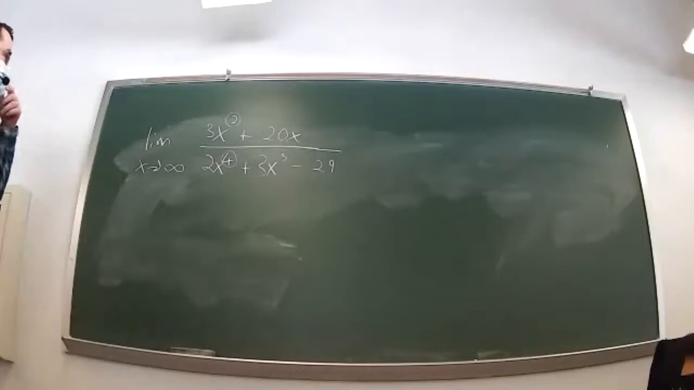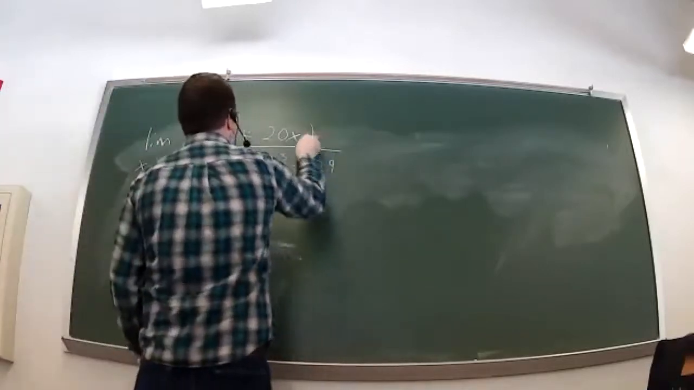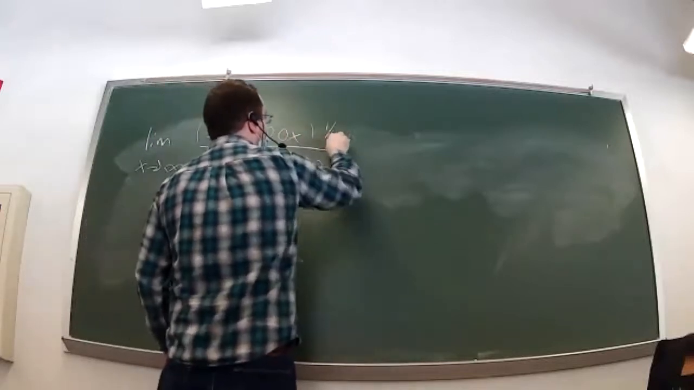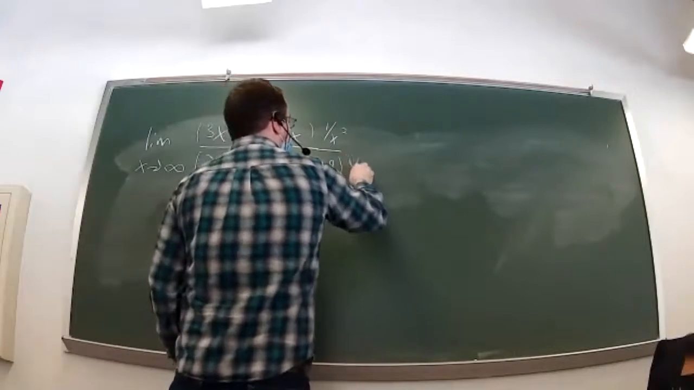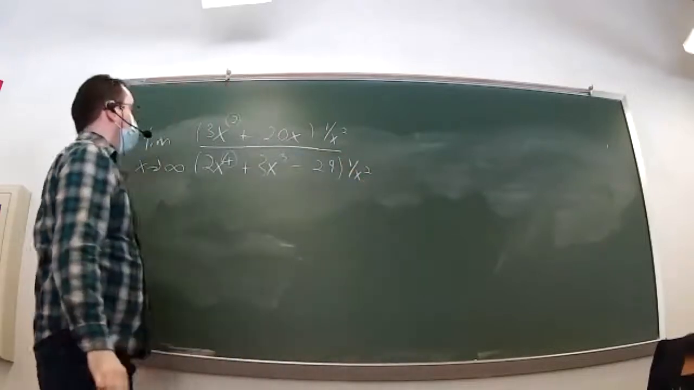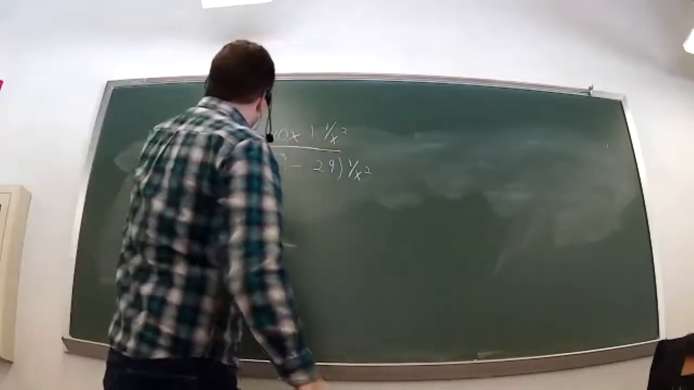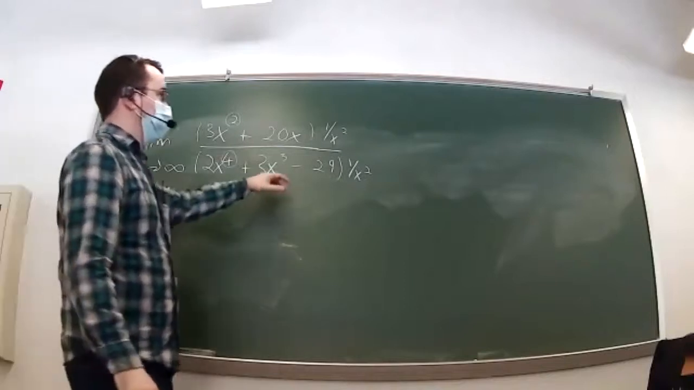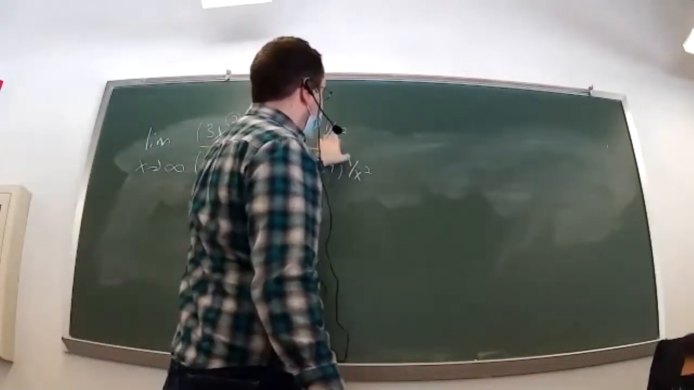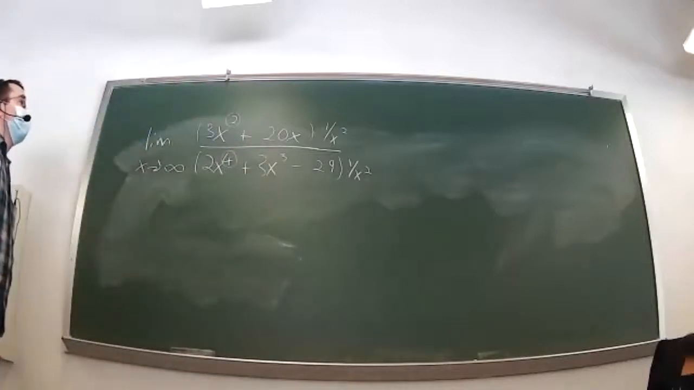So I just want to use this same algebra trick. I'm going to divide numerator and denominator by, this time, 1 over x squared. What I'm doing is dividing by the highest power of x that I see in the numerator. And of course, I'm doing it on numerator and denominator so as not to change the value of the expression.